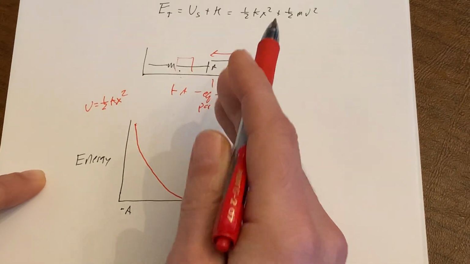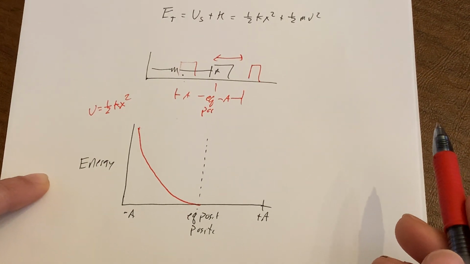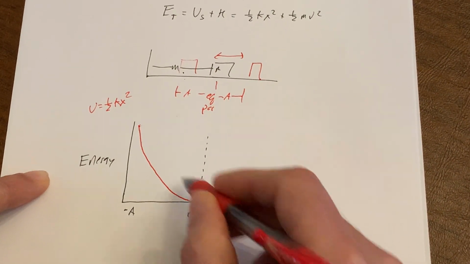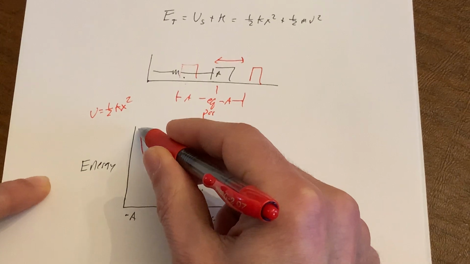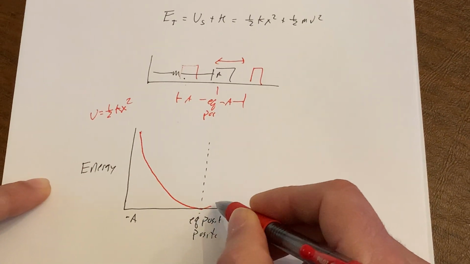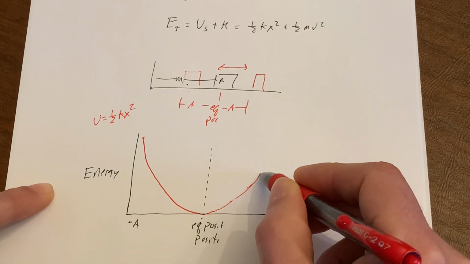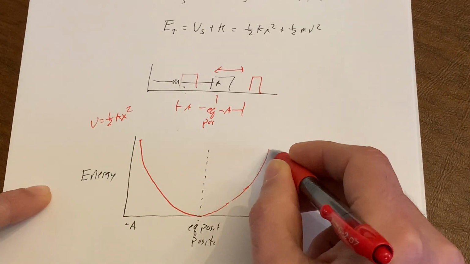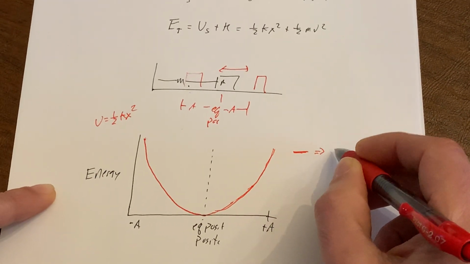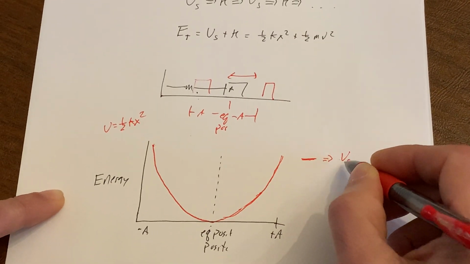It's going to start to go to my plus A position, and what's going to happen to my energy? It's going to get converted back. So this part is the potential energy getting converted to kinetic. Now all that kinetic is going to get converted to potential. So this red would be how my graph would look for potential spring.